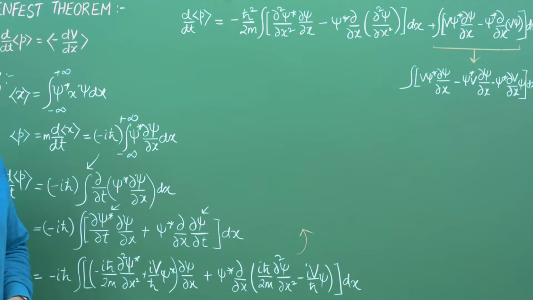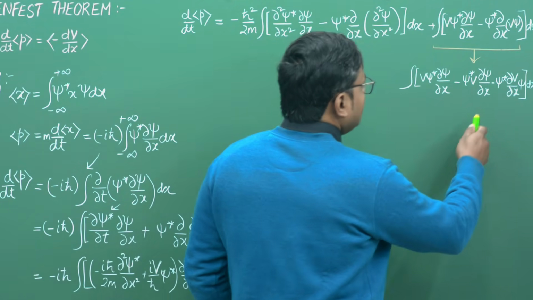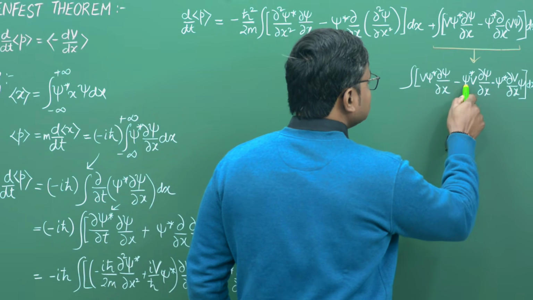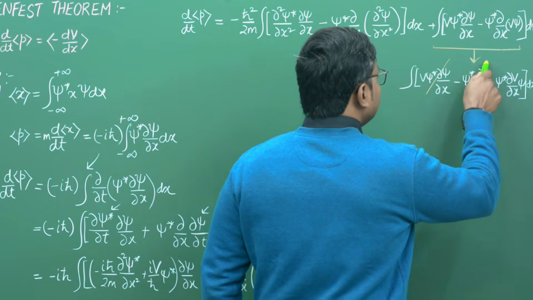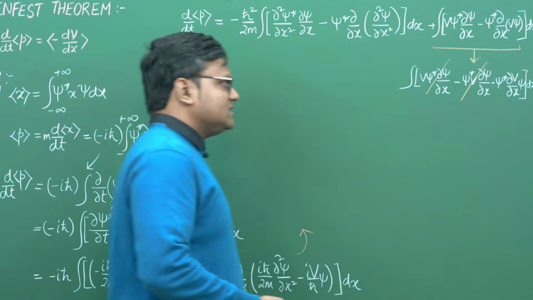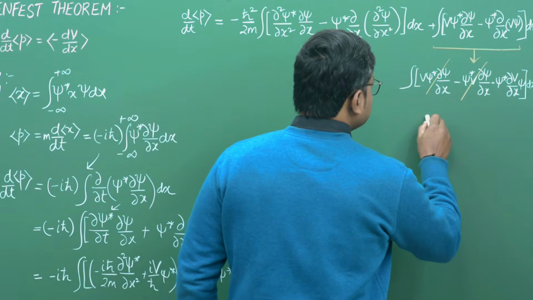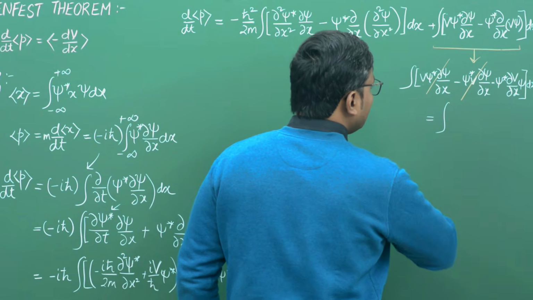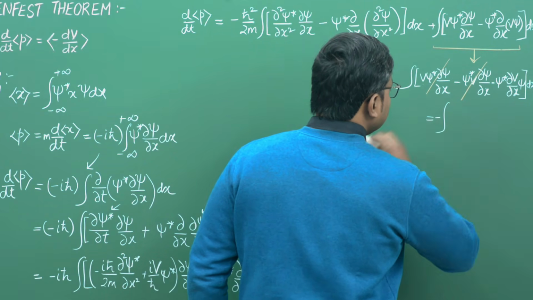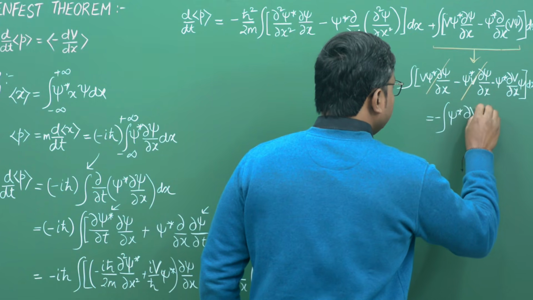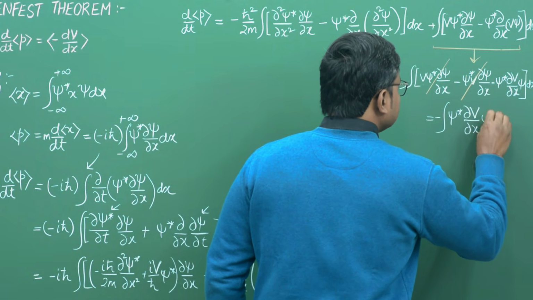Here if you notice, these two terms get cancelled, v psi star del psi upon del x minus psi star v del psi upon del x, because v psi star is the same as psi star v, they are just functions of x. All that is left is simply equal to the integration of, or rather I have a minus sign, minus psi star del v upon del x psi dx.